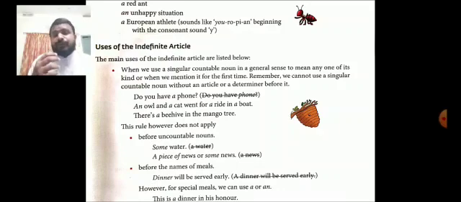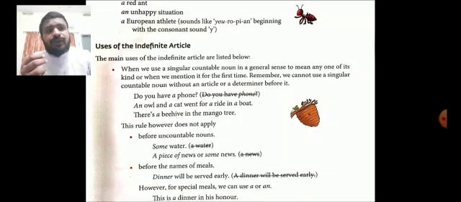But there are a few conditions where this rule will not be applicable. First one is uncountable nouns. For example, water or news, all these are uncountable nouns. So before an uncountable noun, we cannot use any articles. And the second one is before the names of meals. For example, dinner will be served early. But if it is a special dinner, we can use a or an. For example, this is a dinner in his honor, or else no need of using any of the articles.